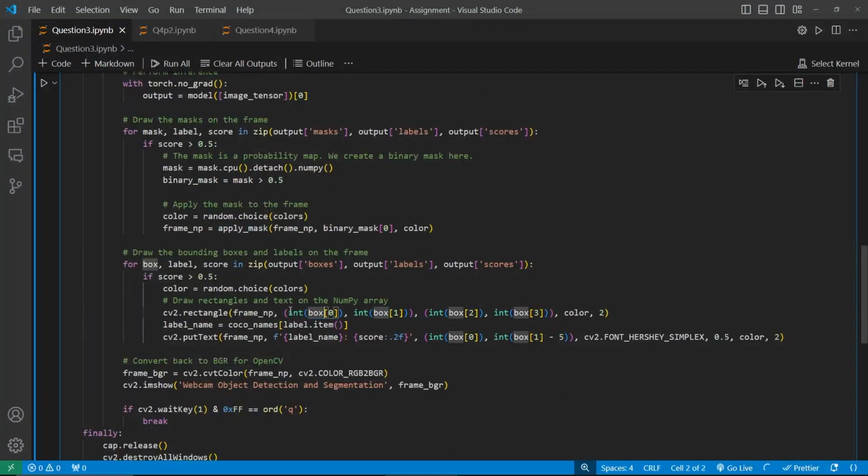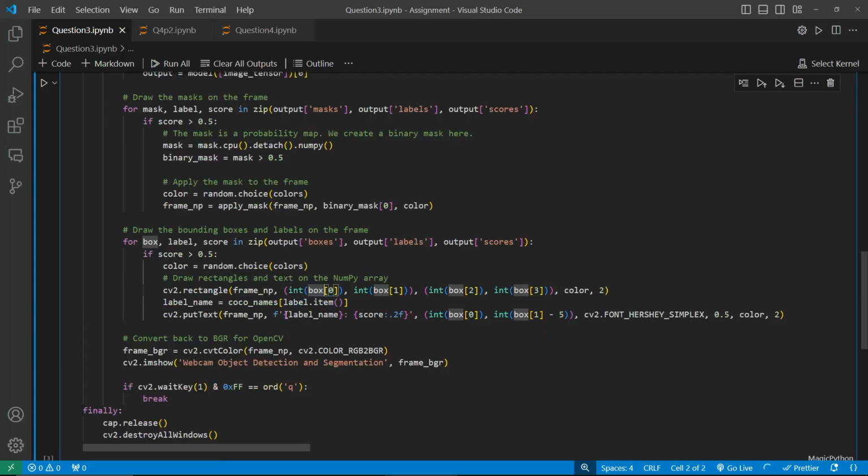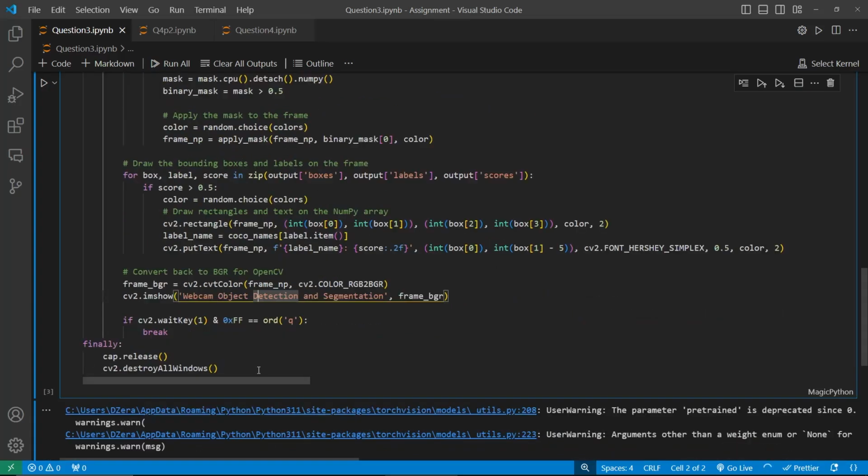outer skirts of the image. And then what we do essentially is we combine the two and then print it out into this imshow. And that's question 3.